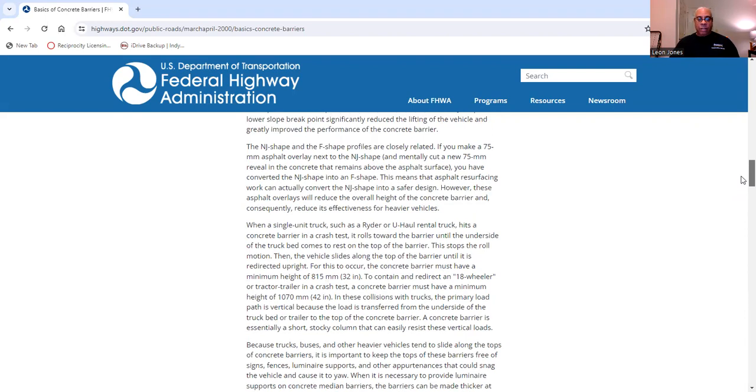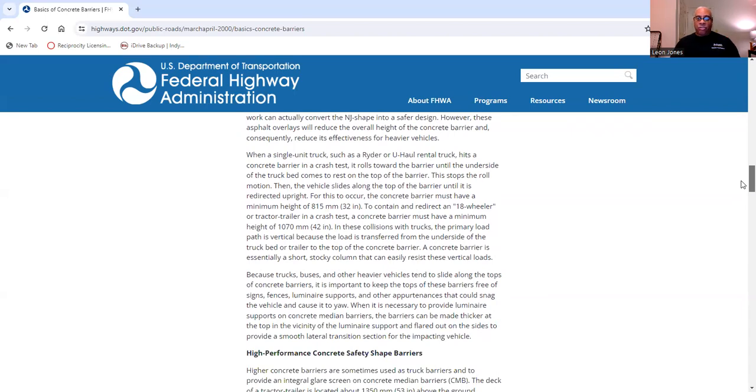So here's what's happening here. When a single unit truck, such as a Ryder or U-Haul rental truck, hits a concrete barrier in a crash test, it rolls toward the barrier until the underside of the truck bed comes to rest on the top of the barrier. This stops the roll motion. Then the vehicle slides along the top of the barrier until it is redirected. For this to occur, the concrete barrier must have a minimum height of 32 inches. To retain and redirect an 18-wheeler or tractor trailer in a crash test, a concrete barrier must have a minimum height of 42 inches.